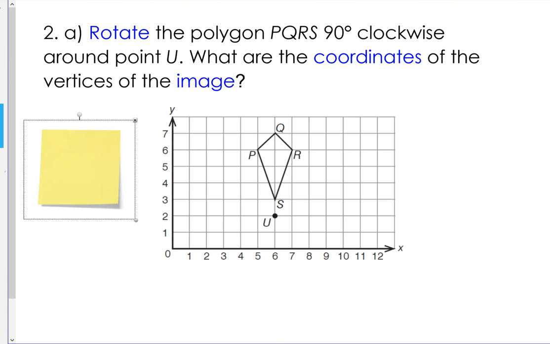Let's try this next problem together. Rotate the polygon PQRS 90 degrees clockwise around point U. What are the coordinates of the vertices of the image? Rotations are tricky. Most students prefer to use scrap paper or the post-it note method. In this case, let's try and sketch our image. It looks a little bit like a kite. Remember to label your points.